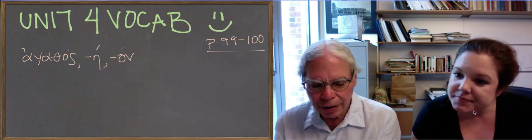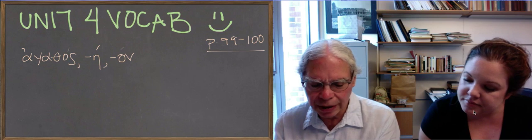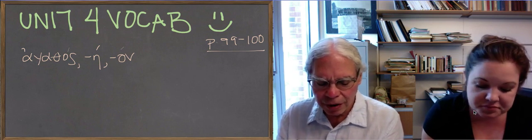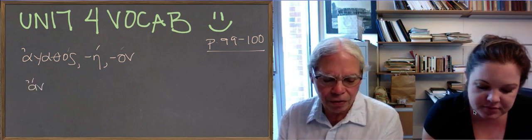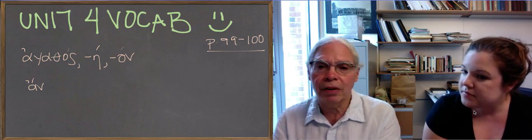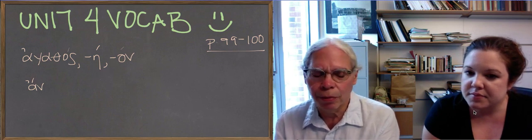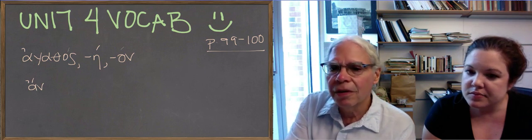The next word is the modal particle an, which it doesn't define but says in italics, used in some conditional sentences. This is a word that has no semantic content. It's a grammatical marker, okay? So there is no way of translating it. What you need to understand is what its function is in particular kinds of sentences.